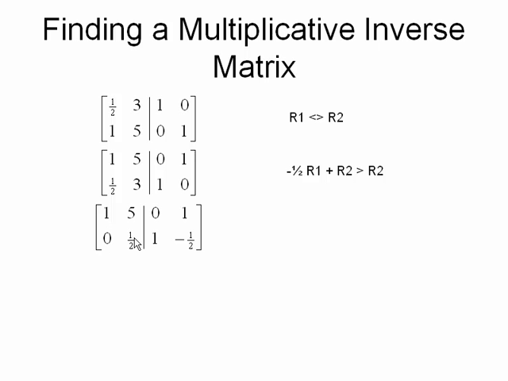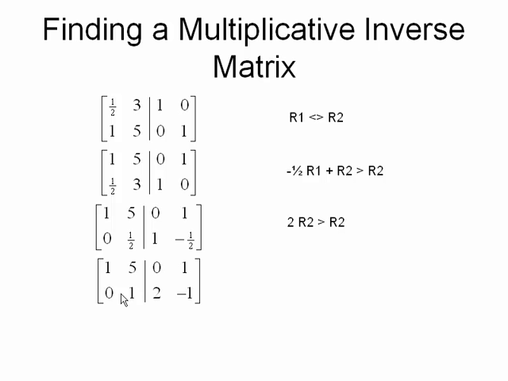Next I need that 1/2 in the second row, second column to become a 1. So I'm going to take 2 times row 2 and put the result in row 2. So when I do that, the second row now becomes 0, 1, 2, and negative 1. And notice that the first row doesn't change at all.